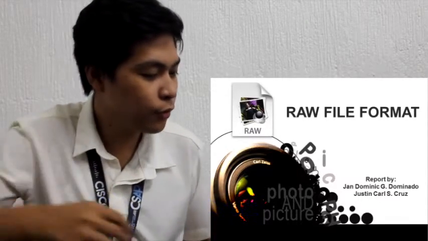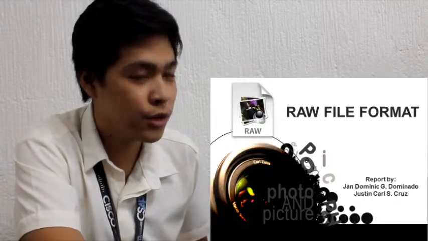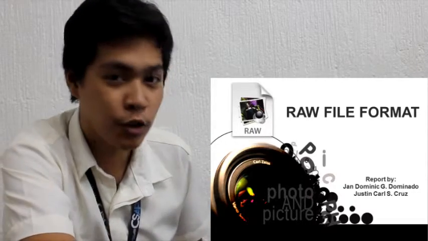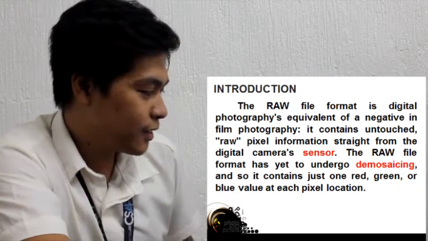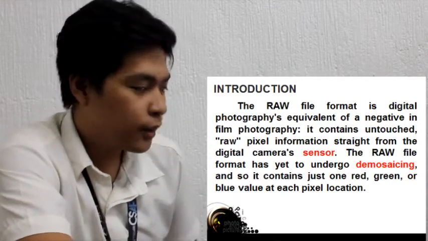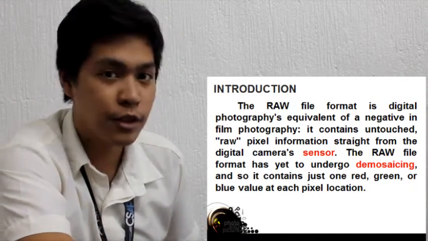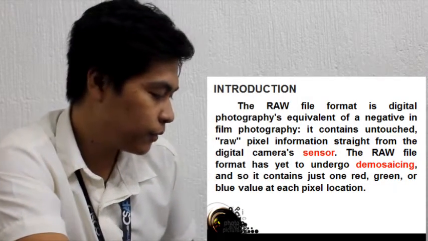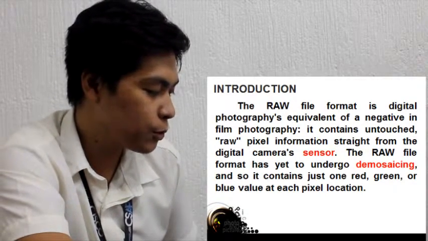As far as I know, raw file format is like a basic file format for photos, images, and pictures. So let's talk more about raw file format. Raw file format is digital photography's equivalent of a negative in film photography. It contains untouched, raw pixel information straight from the digital camera sensor. The raw file format has yet to undergo demosaicing, and so it contains just one red, green, or blue value at each pixel location.